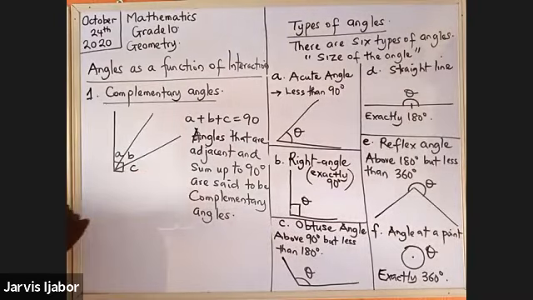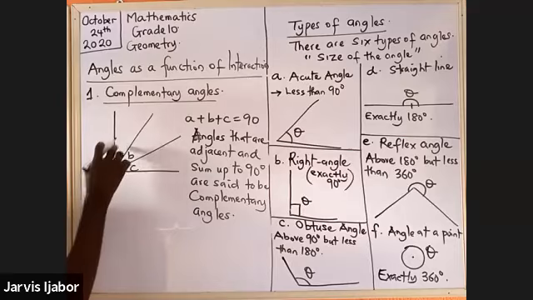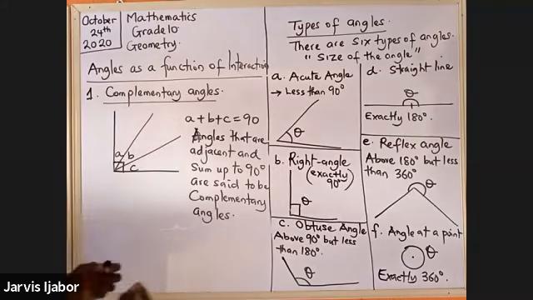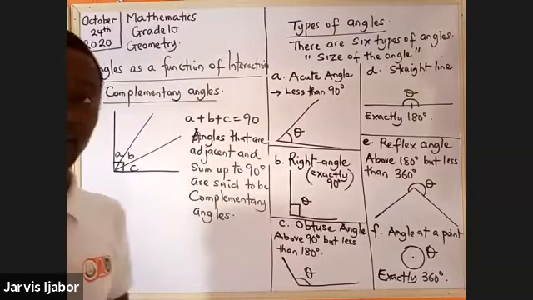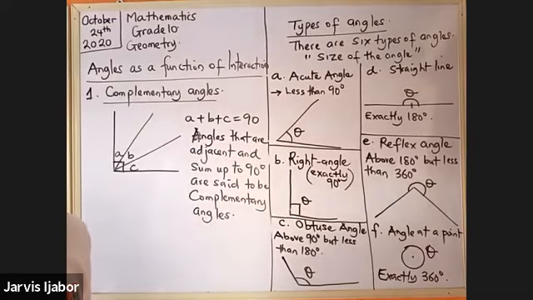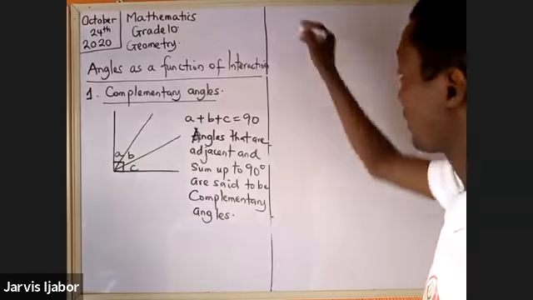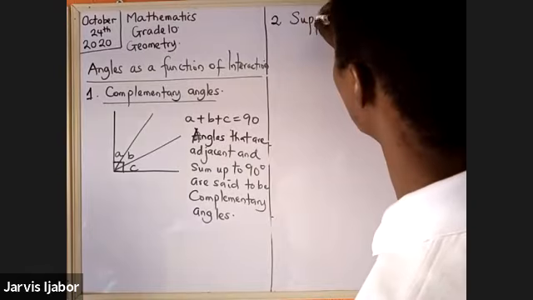Let's see this very well. So that is 90 degrees. So A plus B plus C will give us 90 degrees. You can have a situation where it's just A plus B only, but this is just another example of that, okay? Now we've talked about complementary. The next one is what is called supplementary.